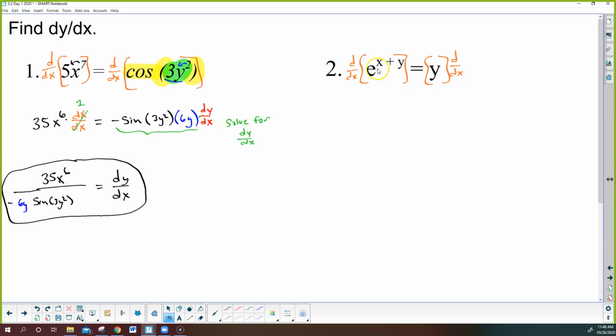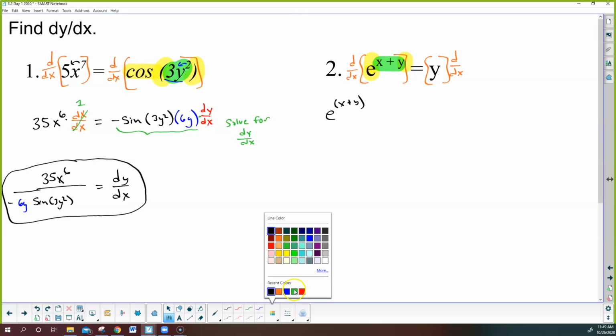But what am I going to do? I'm going to take the derivative of both sides with respect to x. Now notice there's a chain rule here. I have my inside, outside function. The outside function is the e. The inside function is x plus y. So the derivative of the outside is just e to whatever it is. So in this case, it's e to the x plus y.